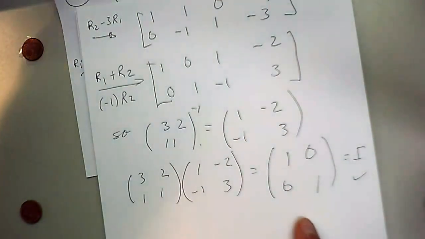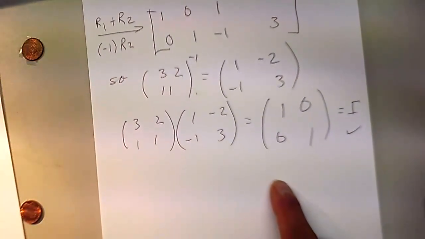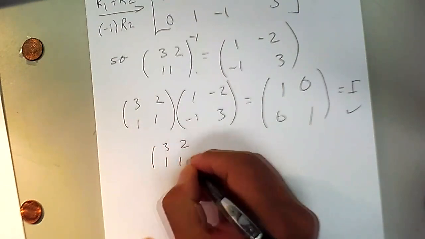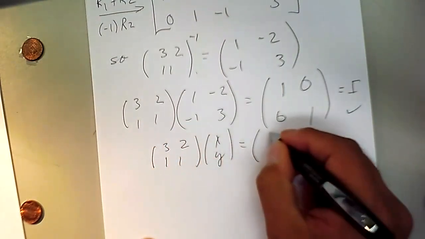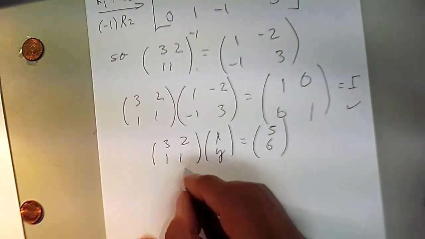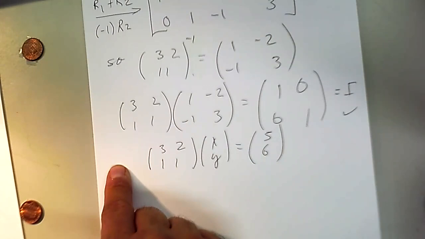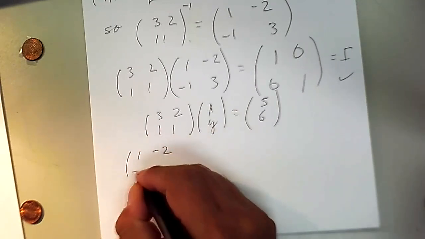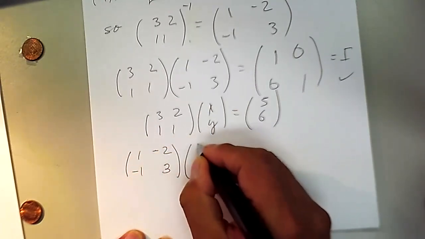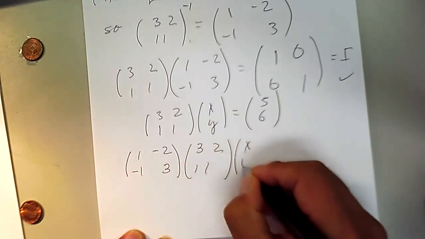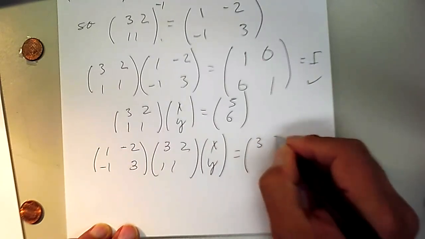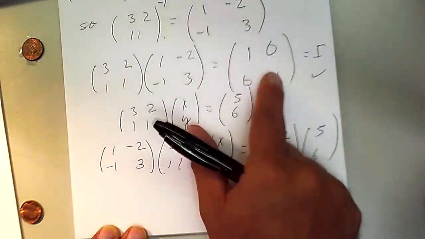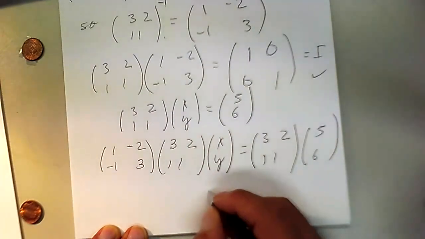Okay. So the original problem of example 1 was [3, 2; 1, 1] times x, y equals 5, 6. And the way we do that is by multiplying with this inverse matrix on the left. So [1, negative 2; negative 1, 3] times [3, 2; 1, 1] times x, y should equal [1, negative 2; negative 1, 3] times 5, 6. Now we just did this multiplication. That is the identity. The identity times x, y is going to give us x, y.